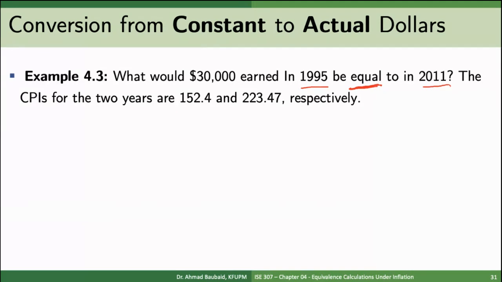And let's suppose you're given the CPIs for these 2 years. So the CPI, or the index, for 1995 is this much, and for 2011 is this much, right? And so from the question, I know it's asking me what this amount in 1995 is equal to in 2011. So that means I need to find the actual amount in 2011 that gives me the same purchasing power as this $30,000 in 1995. And to do that, what do I need?